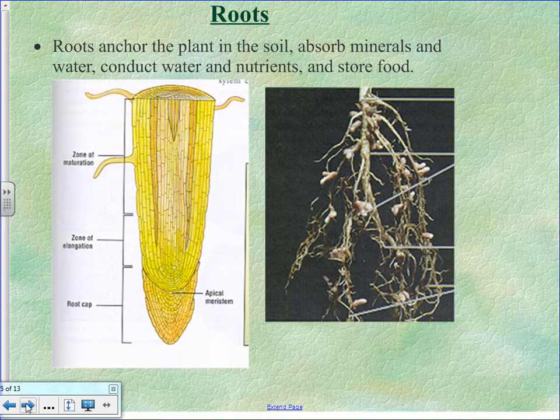All right. Roots, the first part of the plant we'll talk about. What's the job of the roots? Two things. Acquire water and nutrients, and support or anchor the plant.